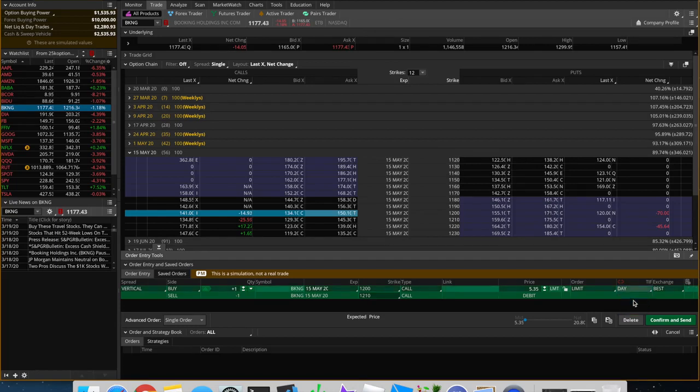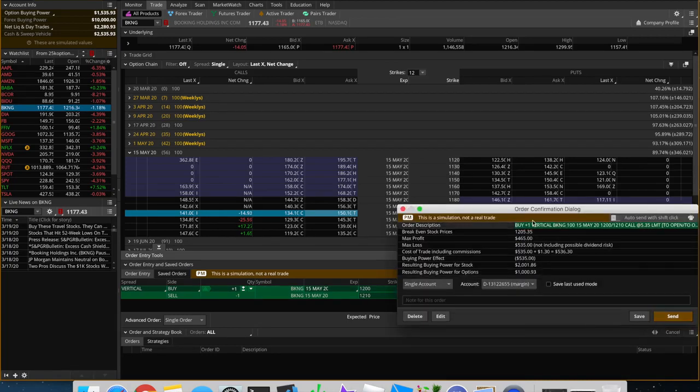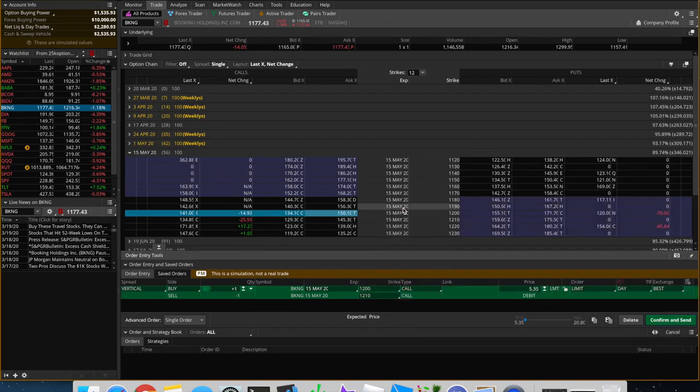We can leave it at day, doesn't matter. If it doesn't get filled that day, we can always put on another trade. So confirm and send, and then it shows you maximum profit 465, maximum loss 535. All looks good, so just click send, and that should take care of this trade. Now let's quickly switch over to Tastyworks and show you how to put on the same trade in Tastyworks.